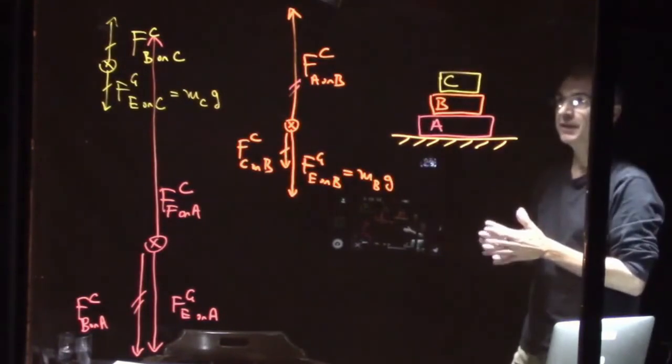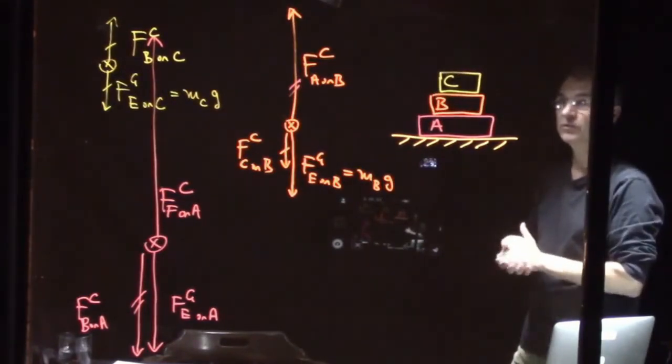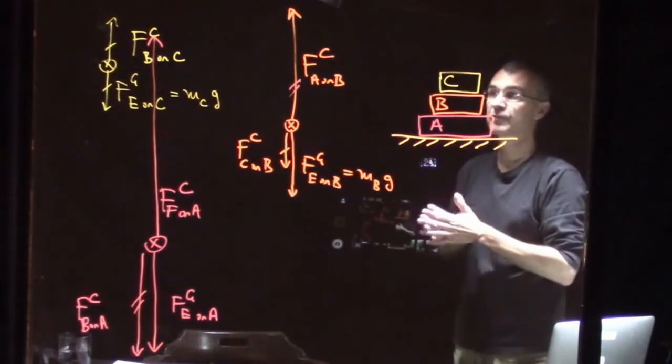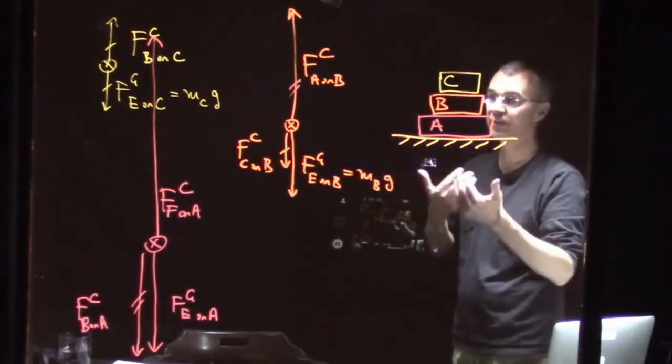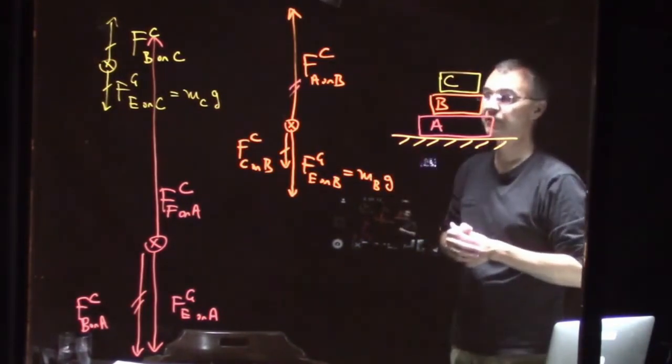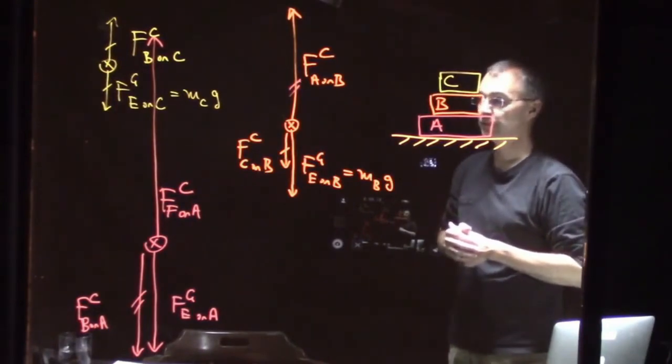So again, a free body diagram is a very helpful graphical way to keep track of forces, keep track of which ones should be the same size as one another, keep track of their directions. It's a really helpful bookkeeping, visual bookkeeping tool.